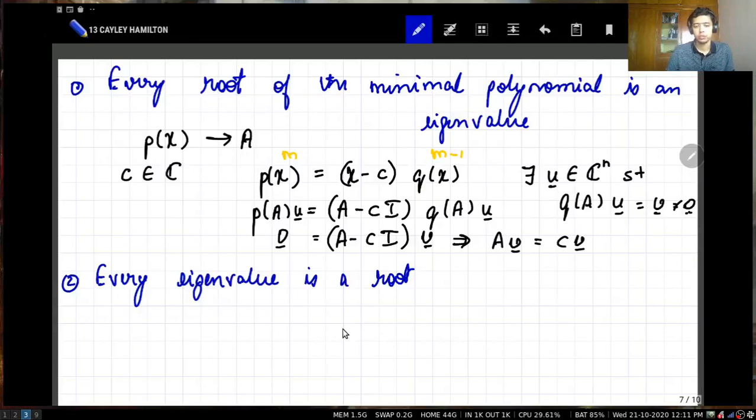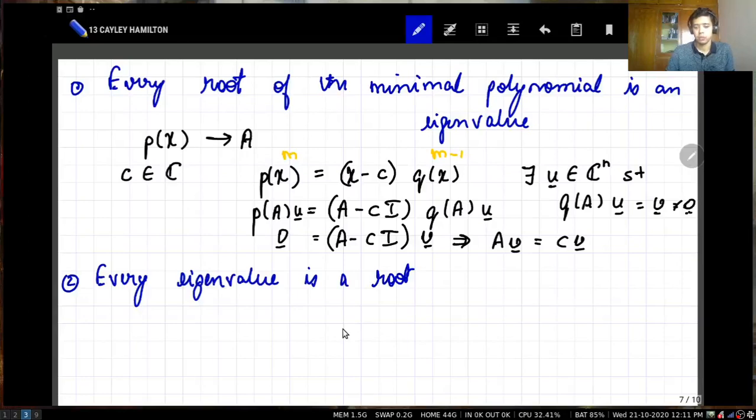So once again, we started with the minimal polynomial, and we assume that some number C is a root of the minimal polynomial. There's no other assumption except that C is a root of P. So we can factorize P of x as x minus C times Q of x. And Q of x cannot be an annihilating polynomial, so we can find a u such that Q of A times u is non-zero, and this leads us to the fact that C should be an eigenvalue of A.